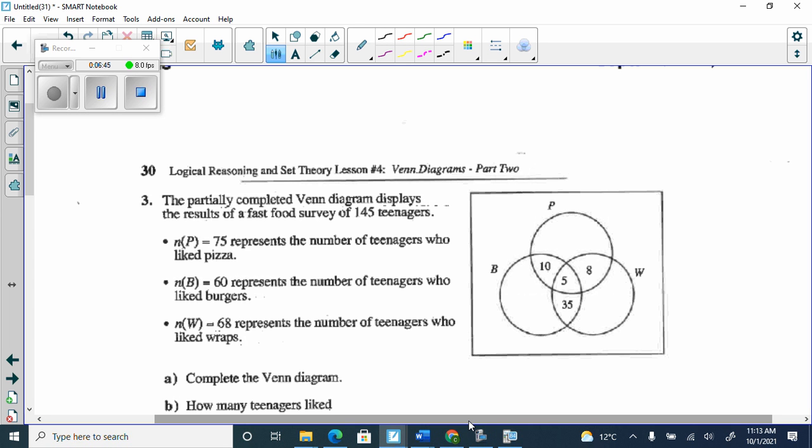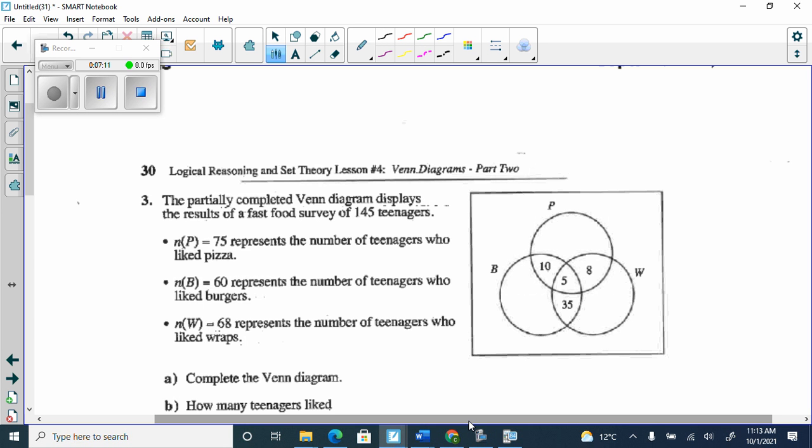Okay? So this 5 represents pizza, burger, and wraps, right? The 5 and the 8 represent pizza and wraps. So there's 13 who like pizza and wraps. There's 40 that like burgers and wraps. And there's 15 that like burgers and pizza. Because remember, and is the eyeball shape. What does this 10 represent?